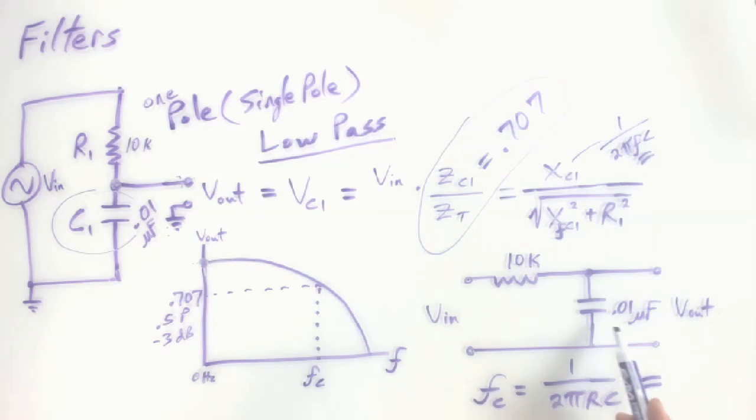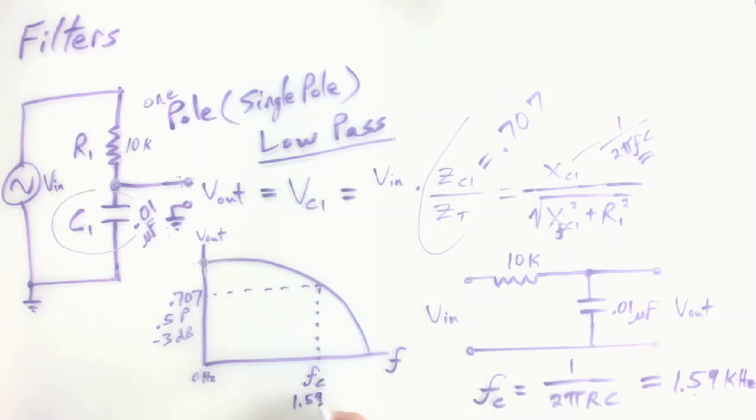Try it. Do the math. Get your calculator out, and you'll have these values to plug in and solve. You should find your cutoff frequency for this single pole low pass filter is 1.59 kilohertz. Running out of room here. There we go. That means right over here you'll have identified the frequency where the output will have dropped to 0.707 of what it was.